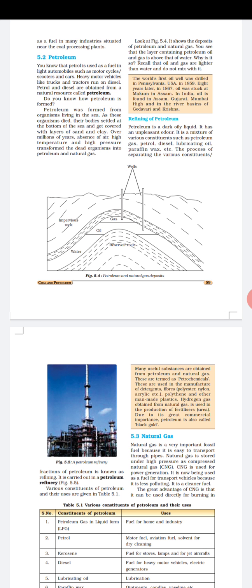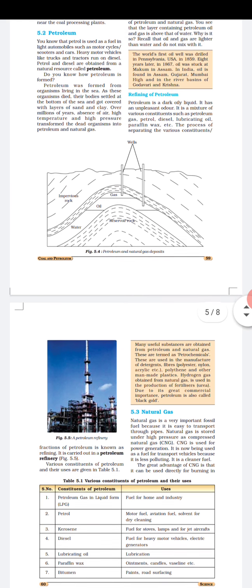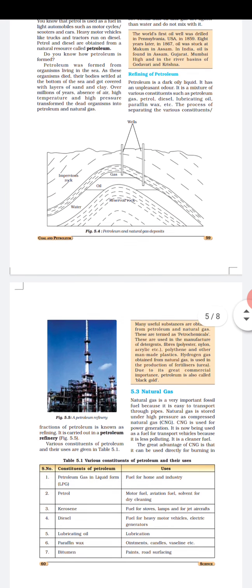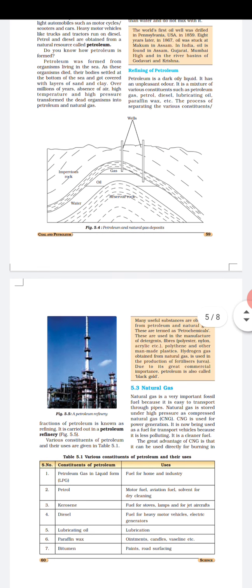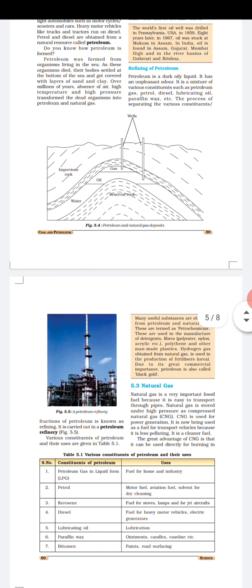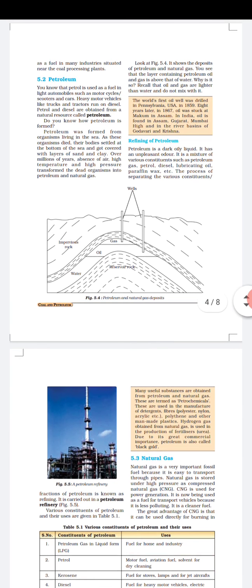These organisms died, their bodies settled at the bottom of the seas and got covered with layers of sand and clay. Over millions of years, absence of air, high temperature, and high pressure transformed the dead organisms into petroleum and natural gas. Figure 5.4 shows the deposit of petroleum and natural gas. You see that the layer containing petroleum oil and gases is above that of water. Why is it so? Recall that oil and gas are lighter than water and do not mix with it.